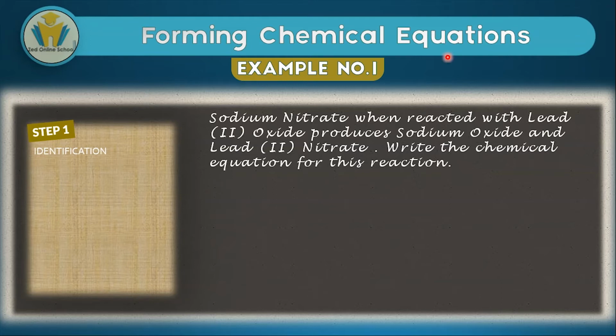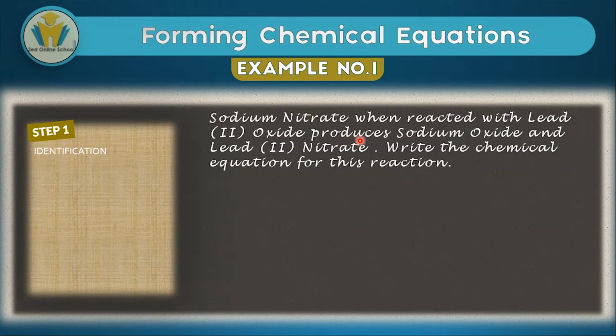How do we locate the reactants? We look for this word react. When we know where this word is, we get closer to our reactants, because we know if they use react, the reactants might just be before and after this word. As you can see, this word react is used with the compounds sodium nitrate and lead 2 oxide. Therefore, the reactants are sodium nitrate and lead 2 oxide.